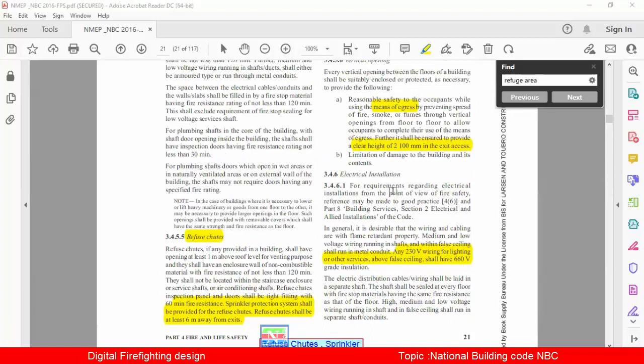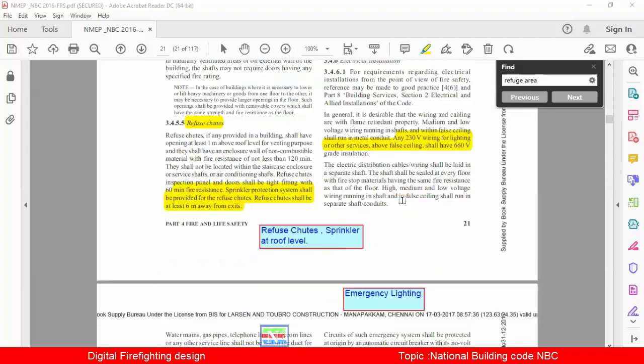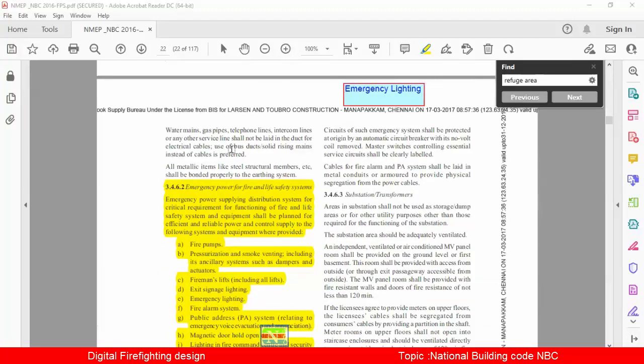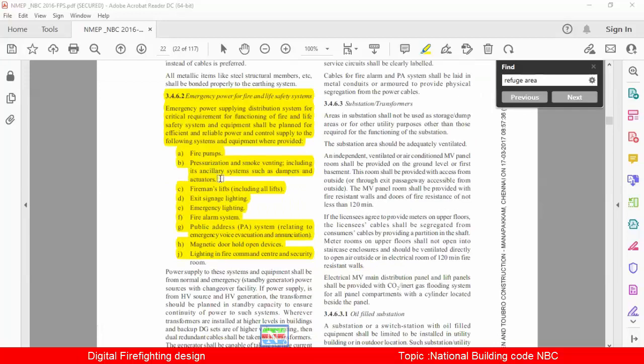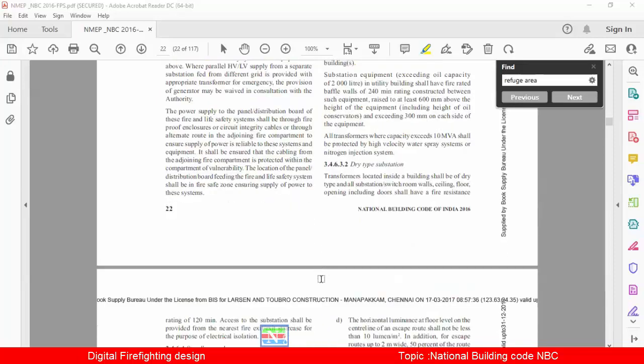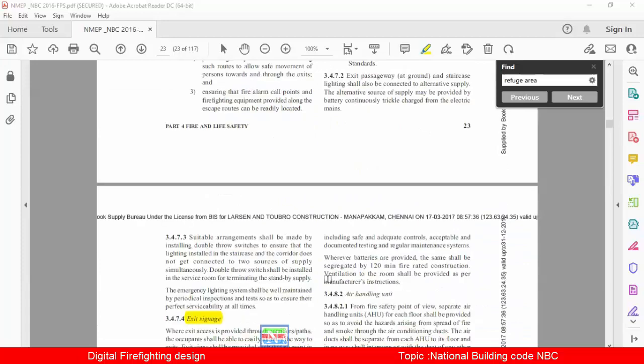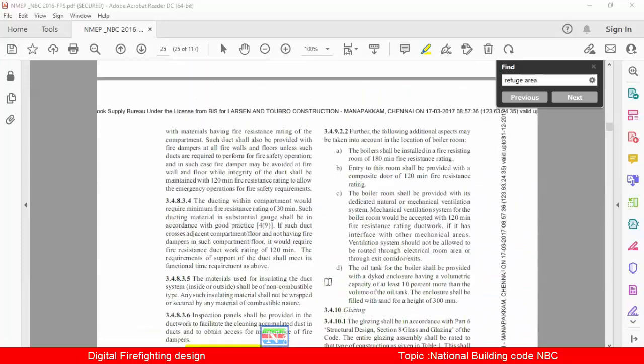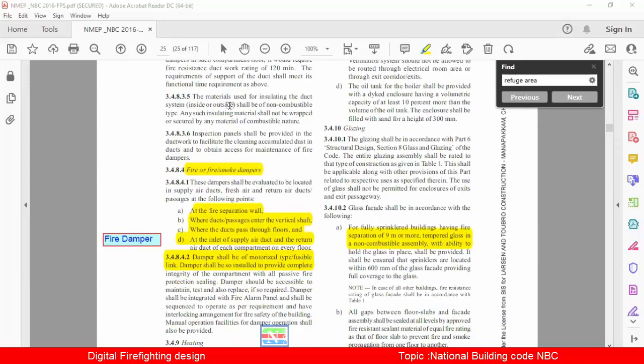Same thing, you can go through all the topics, very basic topics, which are important. I'll tell: emergency lighting, where you need to keep the fire pump room, staircase situation, fireman lift, exit signages, lighting, fire alarm, PA, magnetic door, lighting in the fire command center and security. What is FCC? Fire command center. You can write down FCC, fire command center.